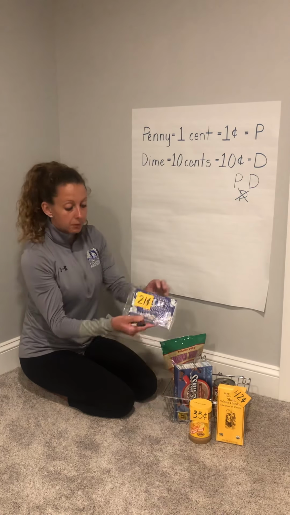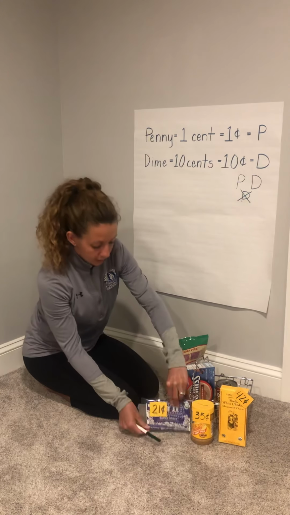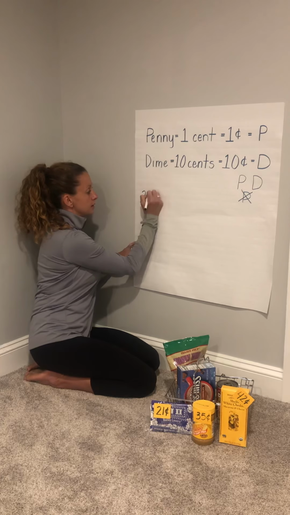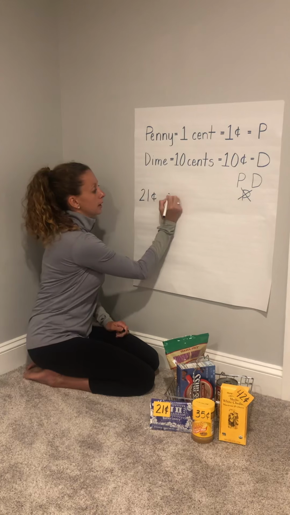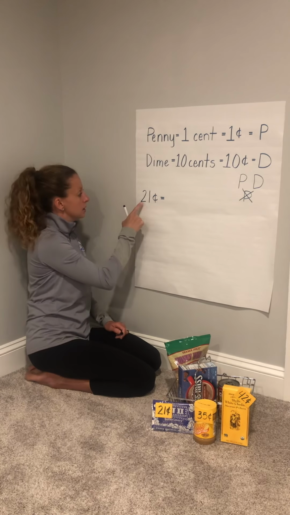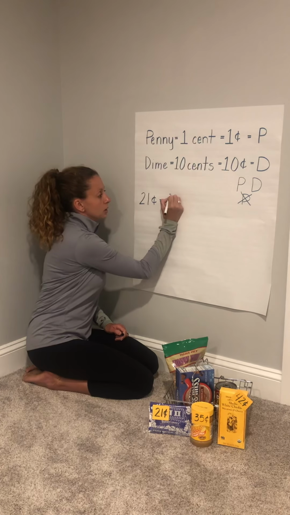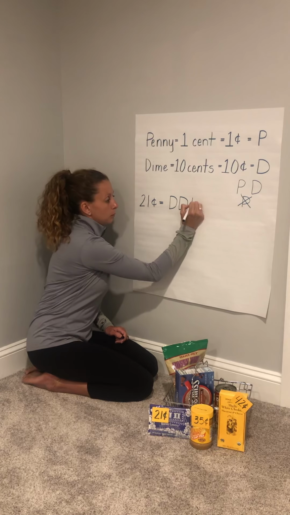On my popcorn, I can see that the popcorn is going to cost me 21 cents. So my first item is going to be 21 cents. To show my work, I'm going to break it apart. I'm going to break it down how many dimes and pennies. So 21 cents, I know that I'm going to need 2 dimes and 1 penny.